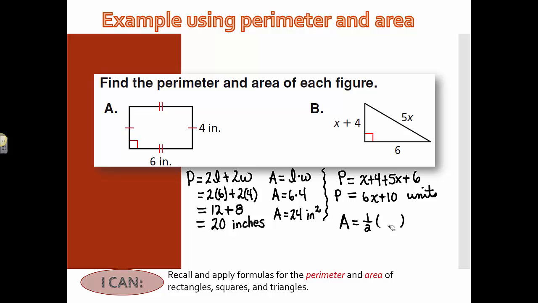Now the area of this triangle is still 1/2 the base times the height. The base of this triangle is 6, and the height of this triangle is x plus 4. So it's 1/2 of 6, which is 3 times x plus 4. Do the distributive property, and you get 3x plus 12, and the units would be, in this case, units squared.